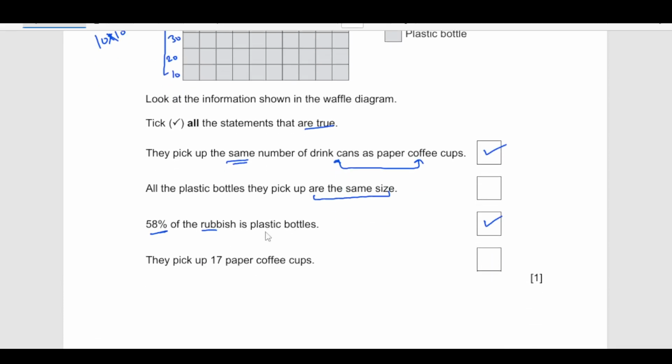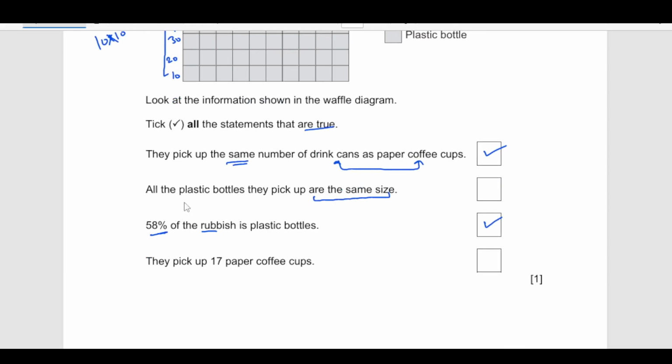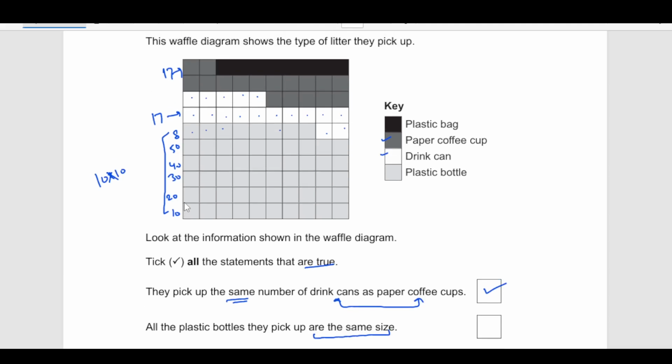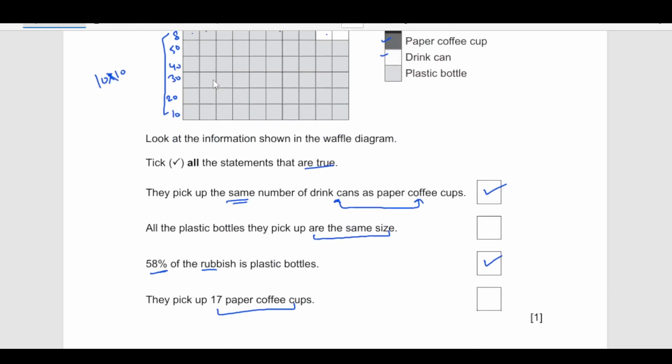Okay. Now, they pick up 17 paper coffee cups. Paper coffee cups, let me see, here is paper coffee cup. If you see, they are 17, right. We have done this already, we have counted, they are 17, but it is 17% out of 70, because we don't know the total number. So, this graph shows the percentage. So, we cannot tick this because we don't know, it is 70%, but it is not 17 in number, right.